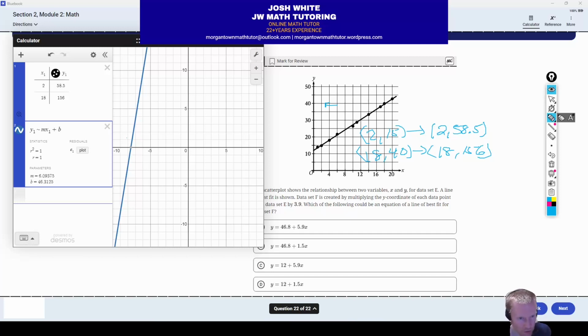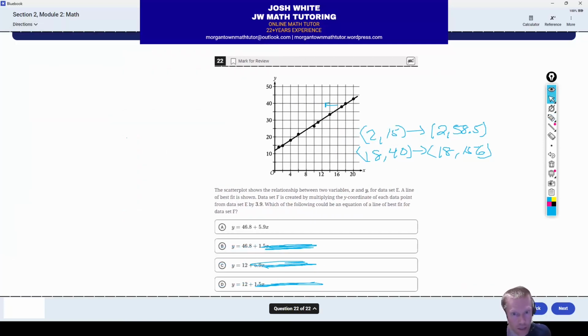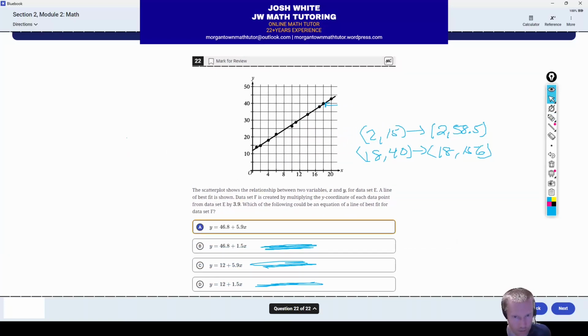So looking down at these answer choices, okay, C and D are clearly out. They both have y-intercepts of around 12. That's nowhere near 46, so get rid of it. And now when it comes to these two, well, only one of them has a slope which is close to 6, to the number I got. So get rid of this. The correct answer for this one is going to be letter A right here.